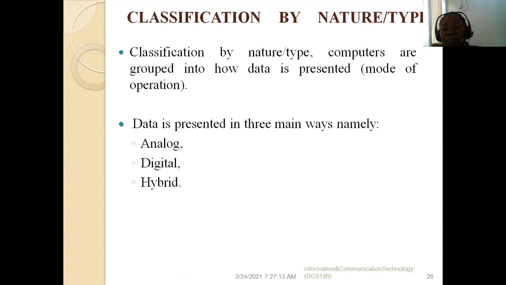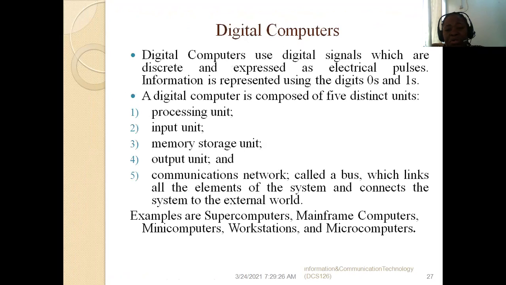The third classification is by nature or type. Remember how we came: classification by purpose, classification by size and capacity. And now we are on to classification by nature or type. By this, we are looking at how computers can be grouped into the way data is presented. That's the mode of operation of data in the computer. Now, there are three main ways that data can be presented in the computer or by a computer. One is analog, the other is digital, and then we have the hybrid.